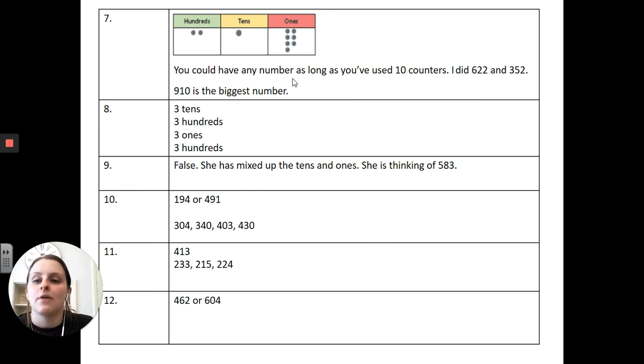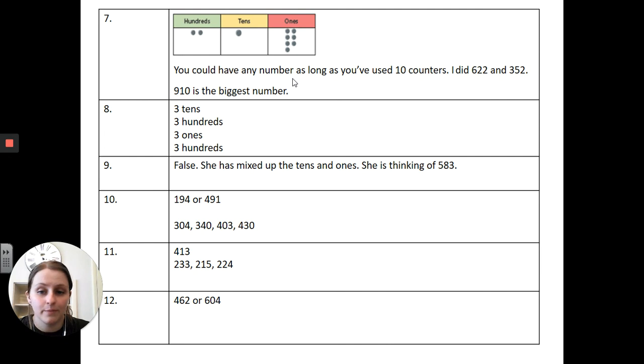So question 8, you've got 3 tens, 3 hundreds, 3 ones, and 3 hundreds again. So what she had done wrong, it was false. She'd mixed up her tens and ones. So she said the 3 in the tens column rather than in the ones, and the 8 in the ones rather than the tens. So the number she's thinking of is 583, not 538. So your two answers you could have chosen are 194 or 491. They're the two options because the 9 had to be in the tens column. So they're the two options you should have written down.